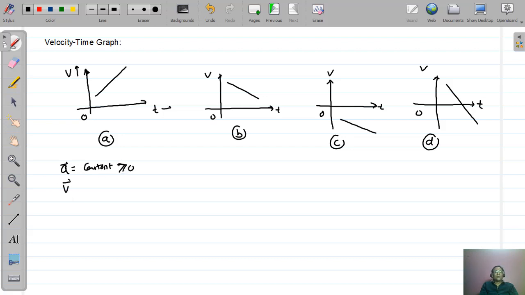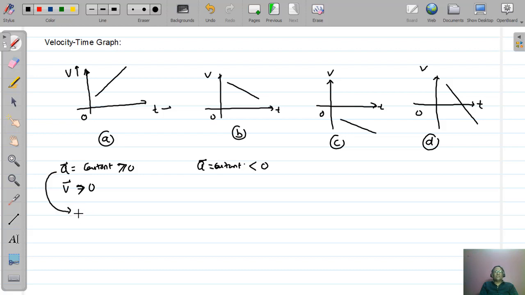And velocity is also increasing. So it is also greater than 0. That is, it is also in positive direction. Here we say in graph B, again a is constant. But it is negative. It is less than 0. That is, direction is opposite.